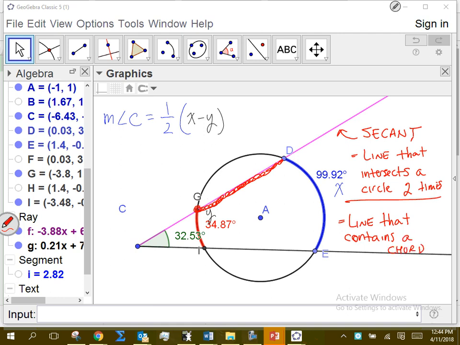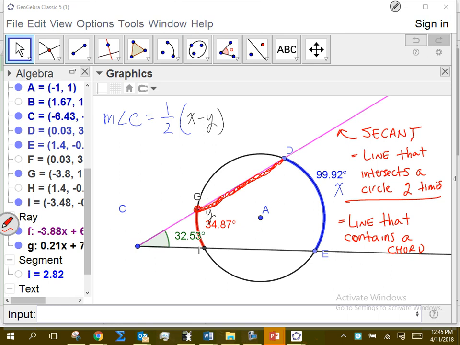Okay, so the more geometric, the more mathematical definition you see is that a secant is a line that contains a chord. And when we say line, we really mean any portion of a line that intersects a circle twice, or any portion of a line that contains a chord. So there we're seeing that the purple thing's a ray. So it can be a ray.